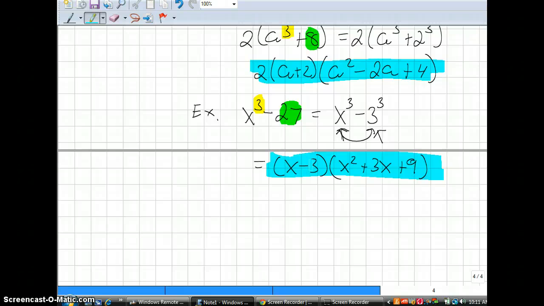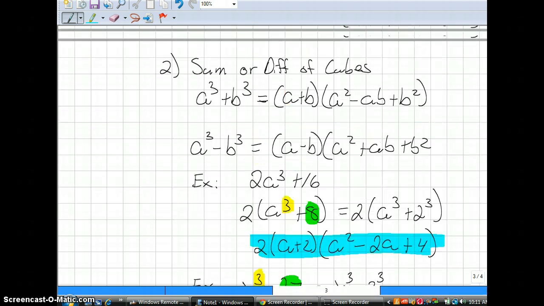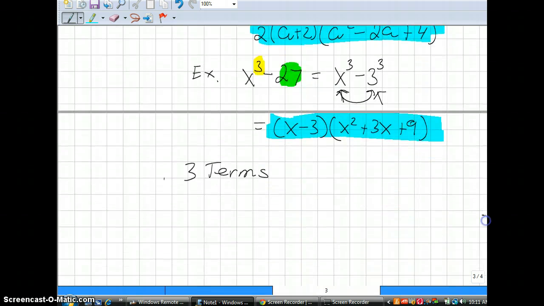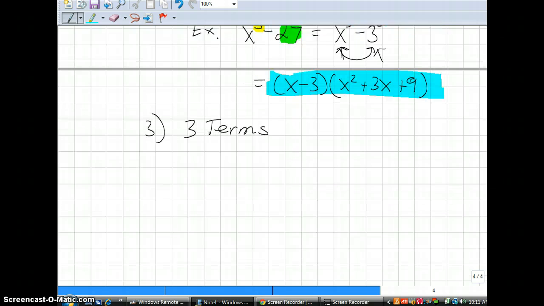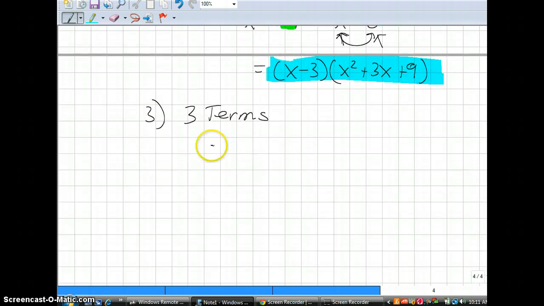All right, now another possibility is that we have 3 terms. So it could be something that looks like this. Example: x squared minus 5x plus 6.